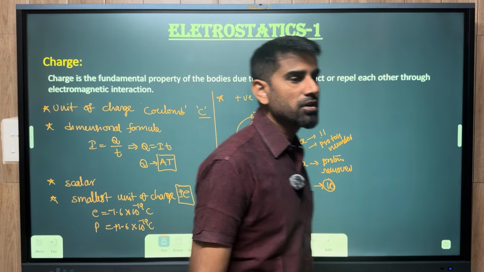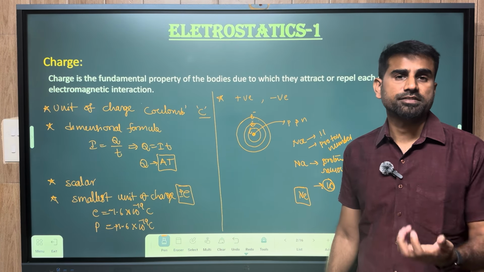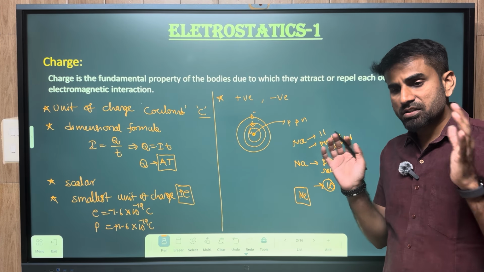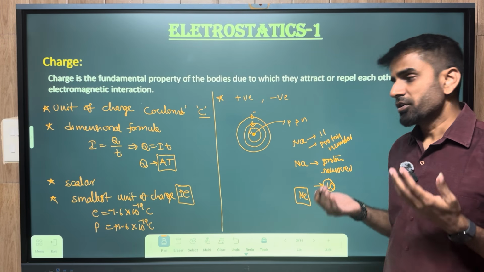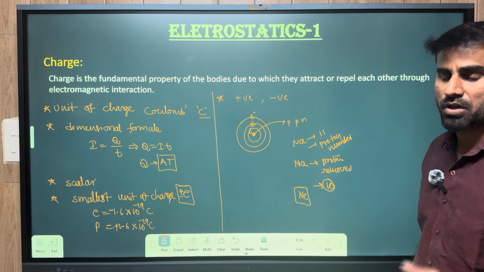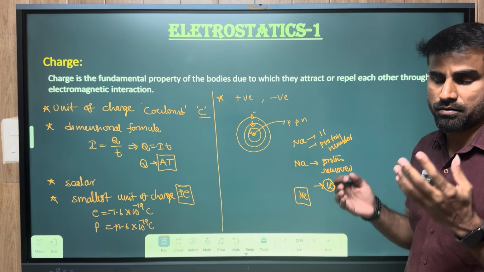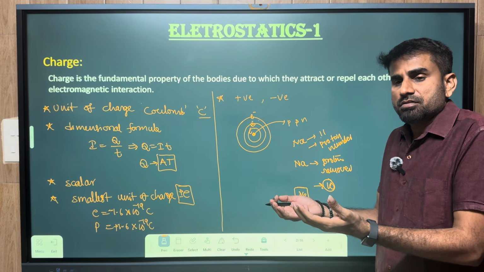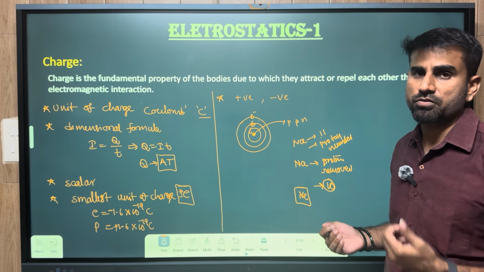So we don't want the element to change, we don't want the object to change, we want the object to get charged. So instead of changing the object, we are just charging the object. In order to do so, instead of adding or removing protons, I am simply adding electrons to make the object negatively charged, and I'm removing the electrons to make the object positively charged.